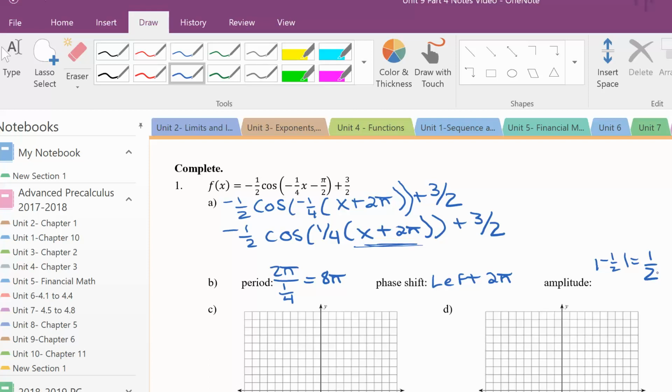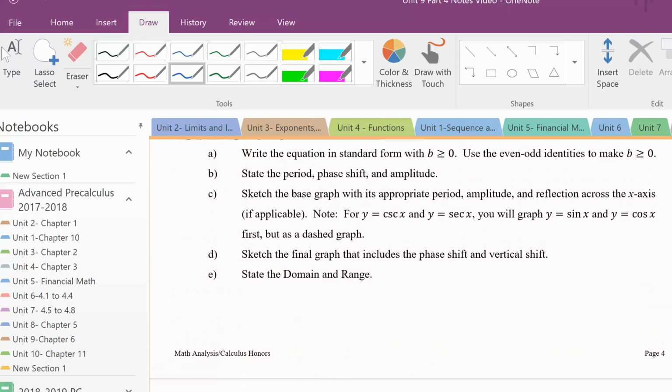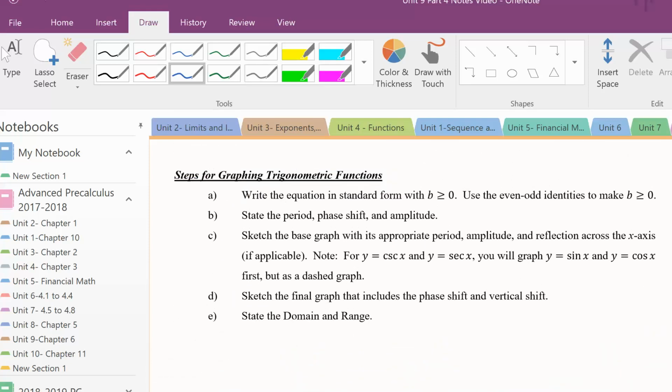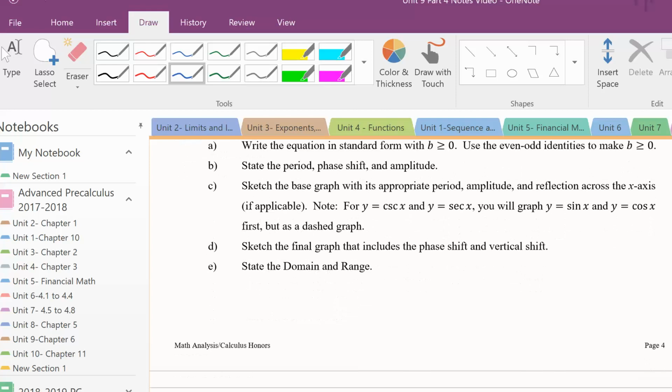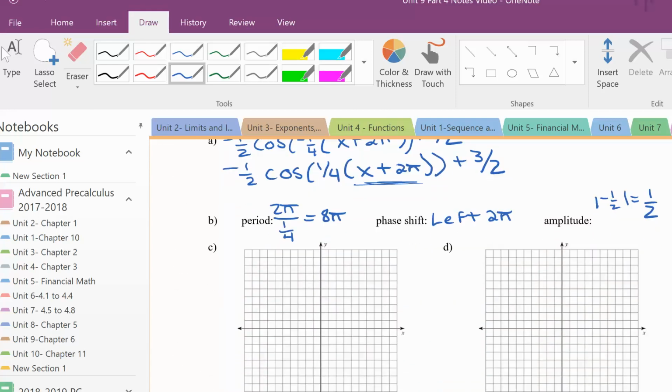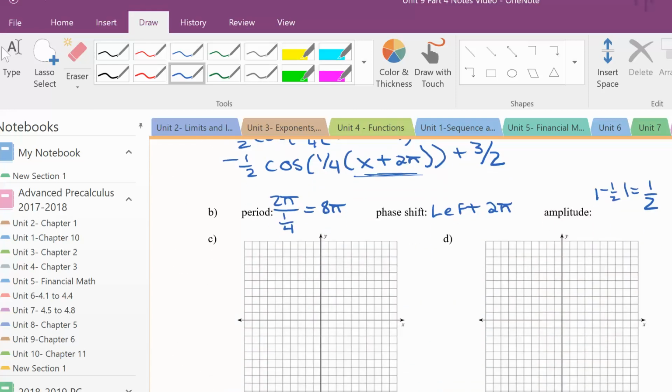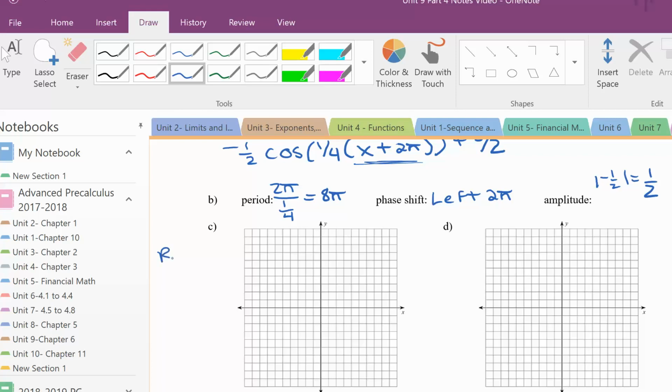So that's the amplitude. Now part C wants you to sketch the base graph with the period, amplitude, and reflection. So don't worry about the shifts, just worry about the reflection. There is a reflection because there's a negative sign. It reflects over the x-axis, so it means the y's are negative. The period is 8 pi, and the amplitude is 1/2.